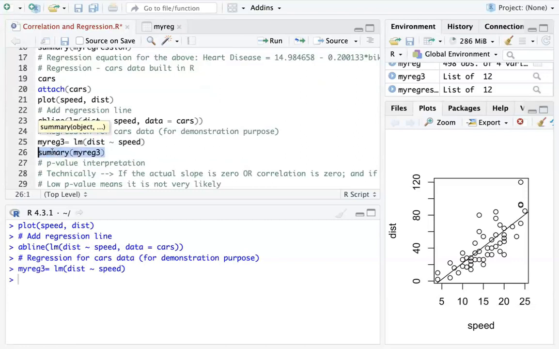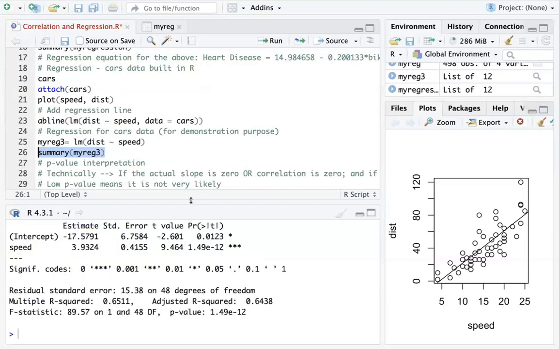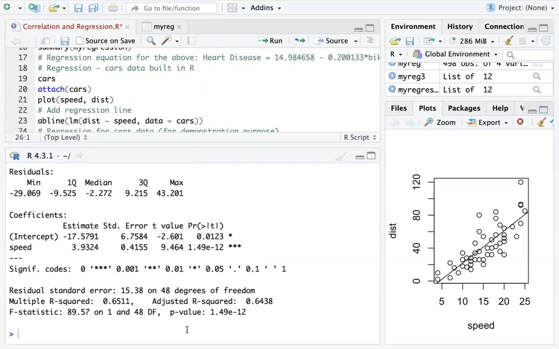In the next step, I want to see what is in there. So I will use summary(myreg3), and it says that our adjusted R squared, the relationship, is 0.6438. The p-value is 1.49 times 10 raised to the power negative 12, which again is a very, very small value, which means that we have more confidence that we can observe this phenomenon in the broader population also.